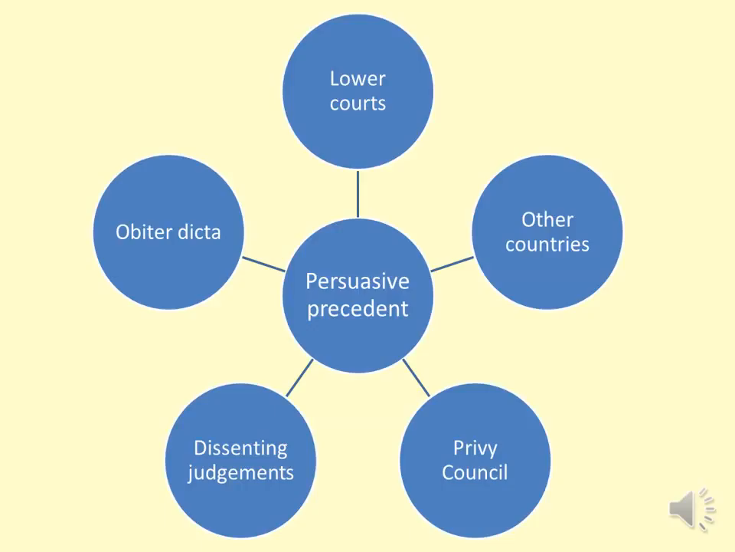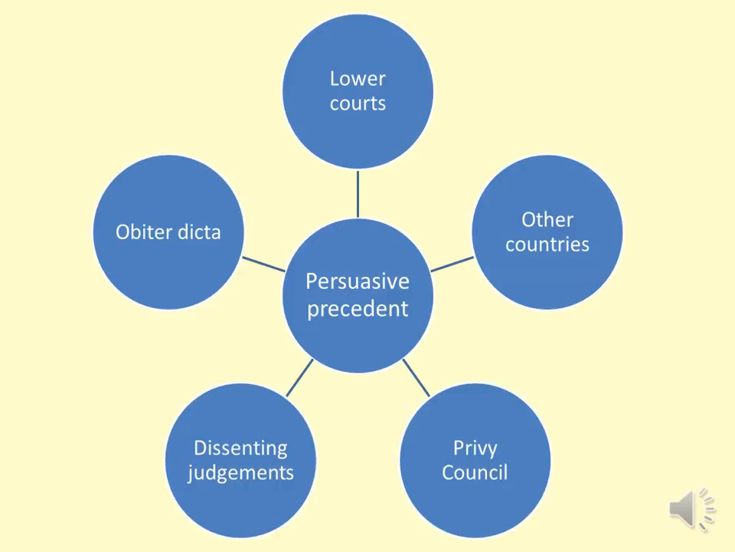Lower courts, so a court lower down the hierarchy, also provide persuasive precedent. So the highest court in the UK is the Supreme Court, but the Supreme Court may choose to look at Court of Appeal judgments, which is the court below it, if they're looking for some guidance on how to decide a case, and they can choose to follow these because they're persuasive. Similarly, courts are allowed to look at the judgments from other countries for persuasion and for guidance about how to deal with an issue. The Privy Council also has a decision-making power, which is persuasive but not binding.